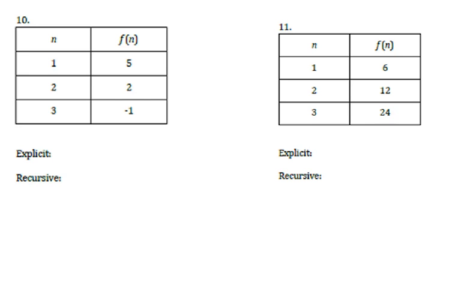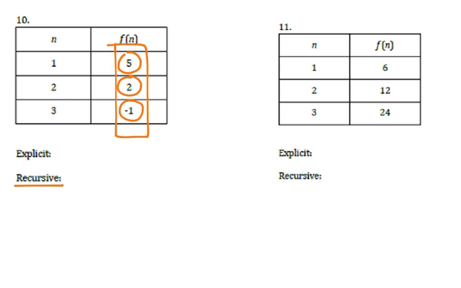Alright, now the last ones are just kind of reviewing the explicit and the recursive. So just a reminder, especially for those that still are struggling with this, the recursive formula just connects the output values, the f of n, or the y values. It's a connection from how I get from 5 to 2, from 2 to 1, negative 1.